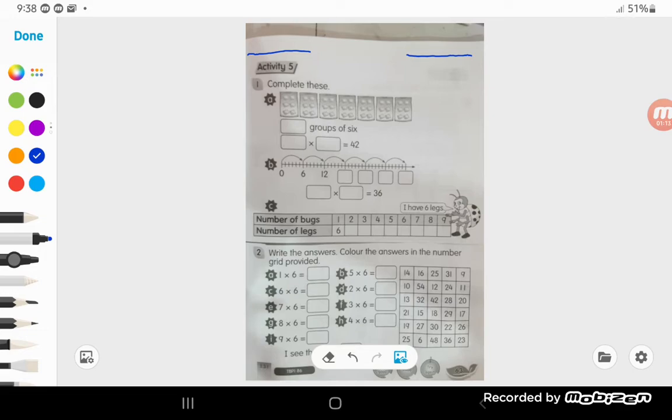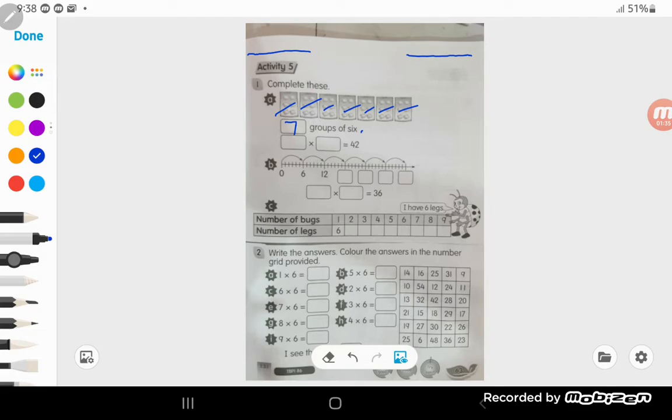Okay, so activity 5, complete the sentences. This one, group of 6. So, how many groups of 6? 1, 2, 3, 4, 5, 6, 7. So, how many? 7. So you need to write 7.